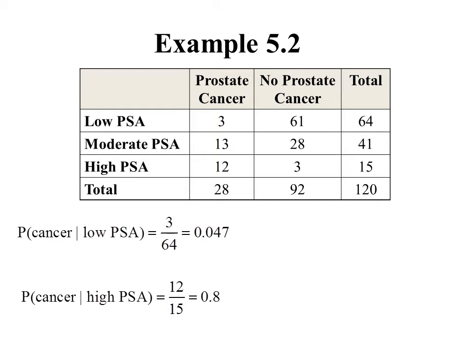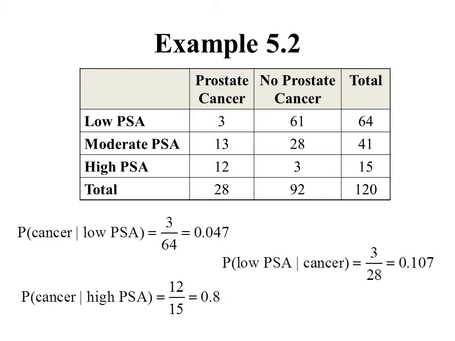We might calculate other conditional probabilities in the same basic way. Suppose that the guy had a high PSA. We want to know the probability that he has cancer. The denominator is the number of guys who had a high PSA. The numerator is the number of those guys who developed prostate cancer. 12 over 15 is 0.8.